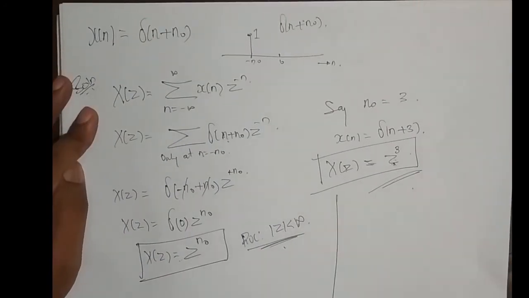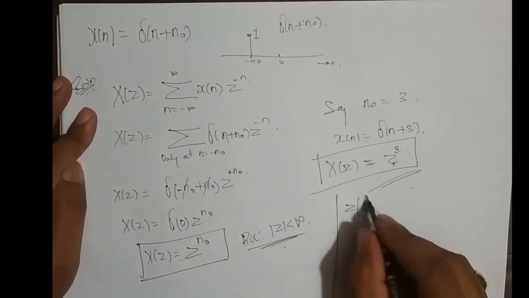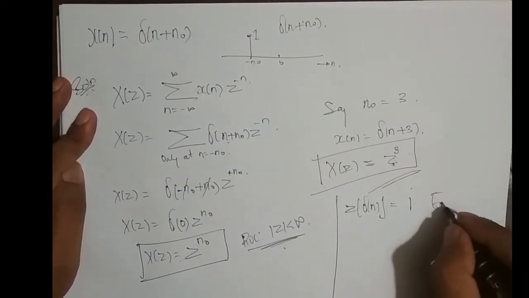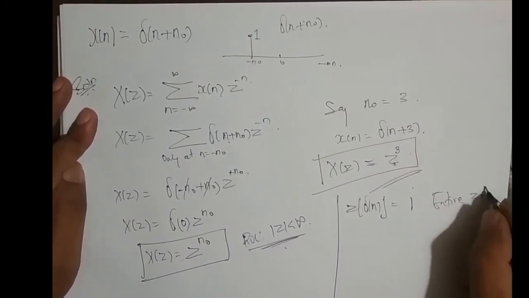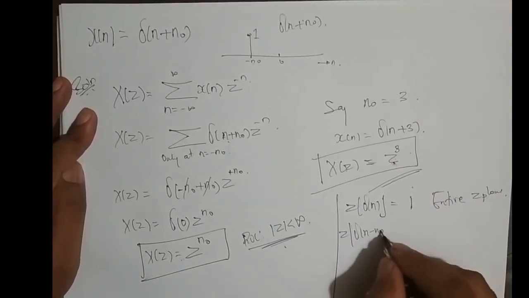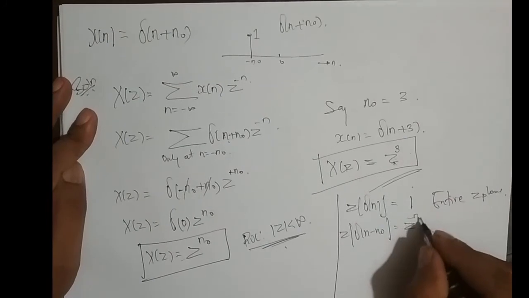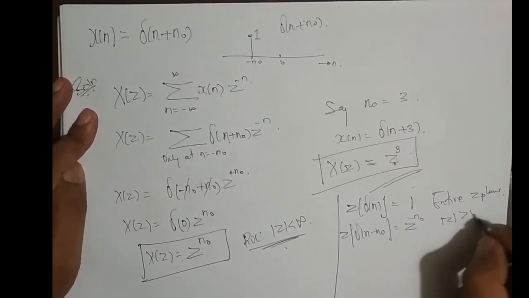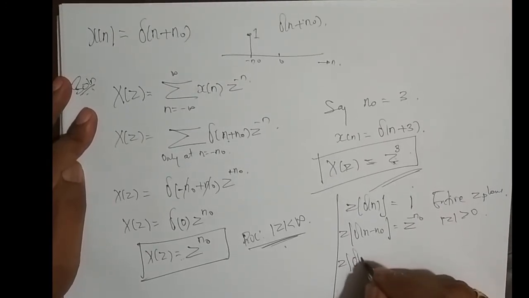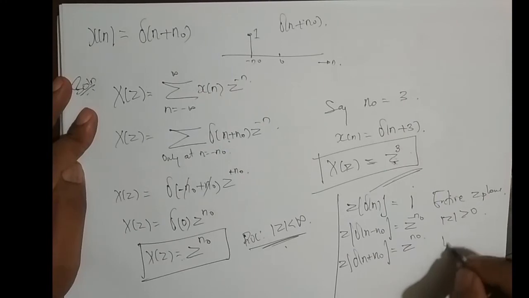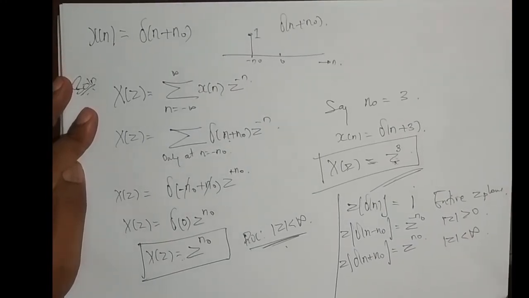Okay, so just to summarize, what is the z transform of delta of n? It is 1. What is the ROC? Entire z plane. Okay, what is the z transform of delta of n minus n naught? It is z power minus n naught. What is its ROC? Magnitude of z is greater than 0. What is the z transform of delta of n plus n naught? It is z power n naught. What is its ROC? Magnitude of z is less than infinity.